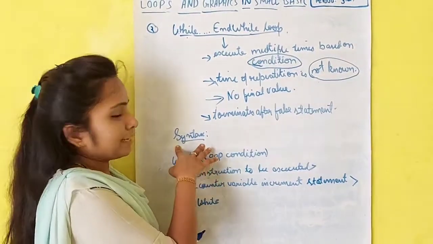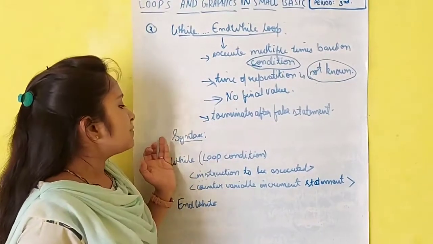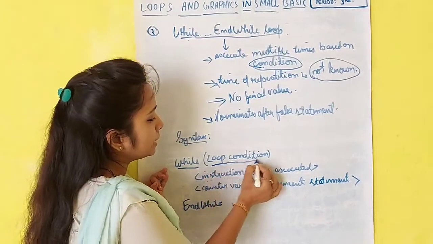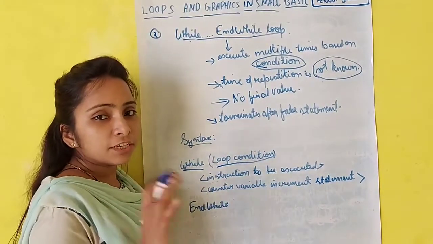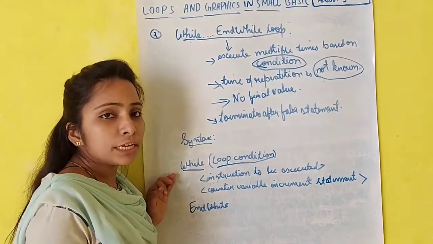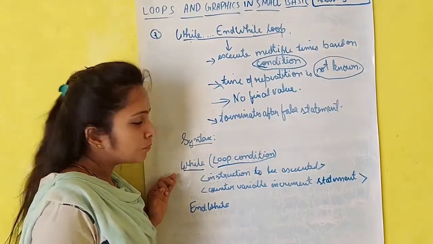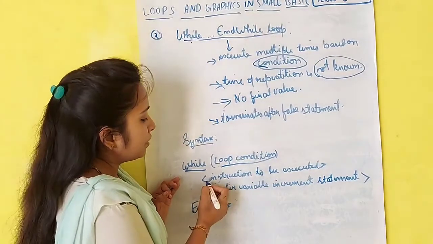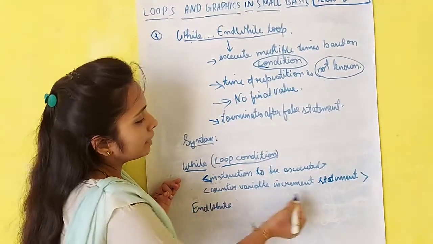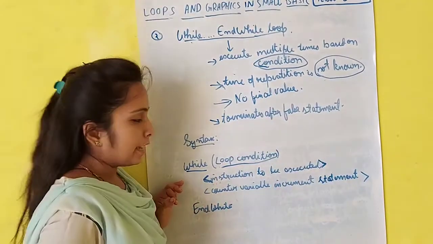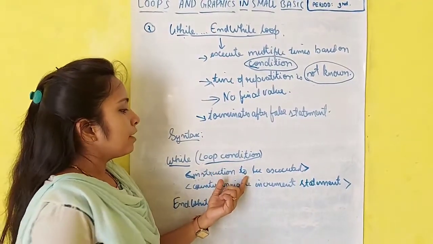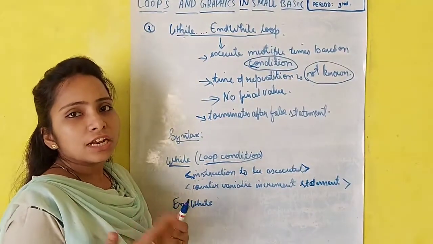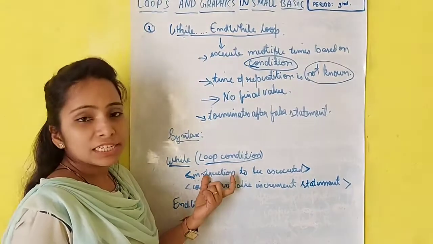Now, syntax. Clear? The syntax for this is, first we will write while, then we will write the condition of the loop. At what condition do we want? True or false? Do we want a true statement or a false statement? Clear? We will put that condition here. Then we will open a tag and close a tag. And inside this tag, we will write the instruction to be executed. Whatever instruction we want to execute, we will type there.